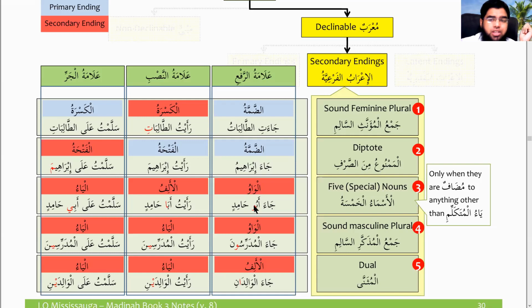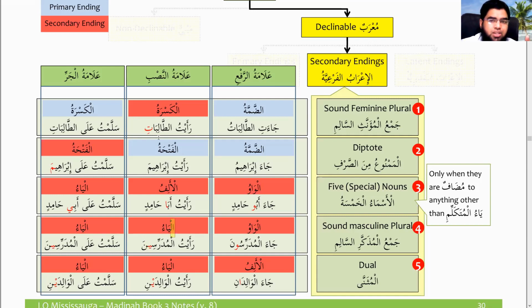Ja Abu Hamidin. Marfu with a wow. Ra'aytu Aba Hamidin. Mansub with an alif. And Sallamtu ala Abi Hamidin. Majrur with a ya. And then Jamu Muzakkar Salim: una, ina, ina. So marfu with a wow. Majrur, Ra'aytu Mudarrisina. Majrur with a ya.